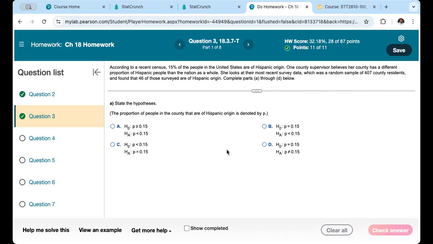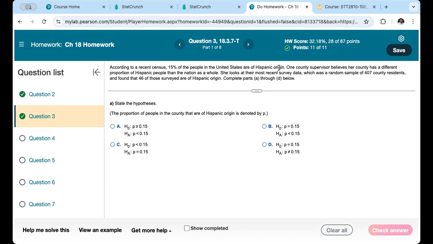Emma, what do you think is the hypothesis? When you look at this one, it says that according to a recent census, 15% of the people in the US are of Hispanic origin. And then one county supervisor believes her county has a different proportion of Hispanic people than the nation as a whole.